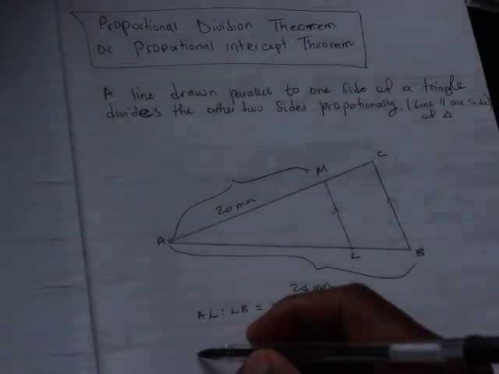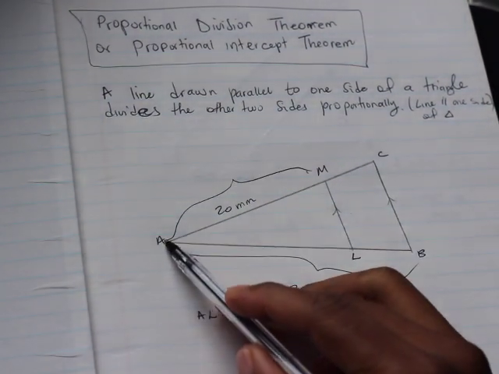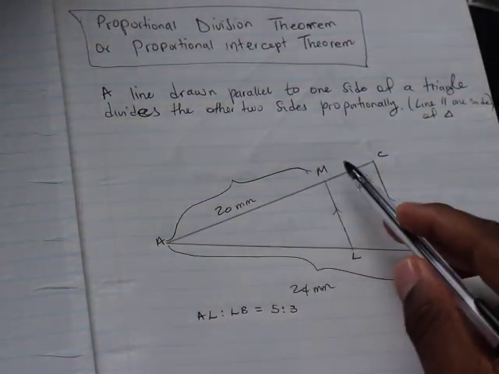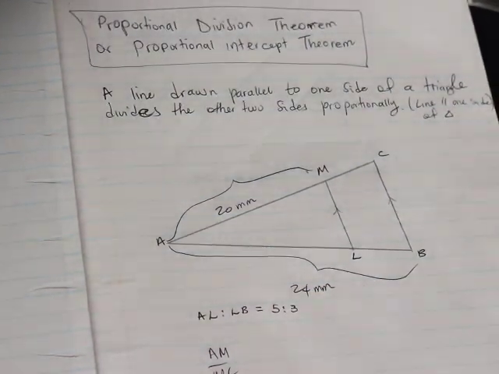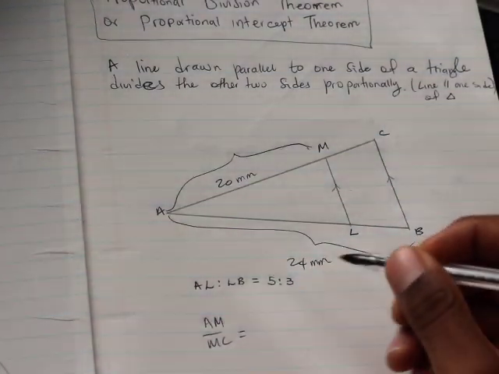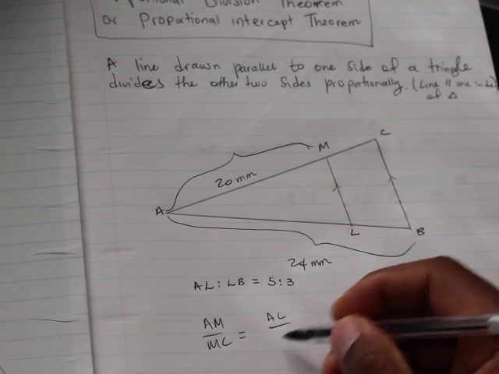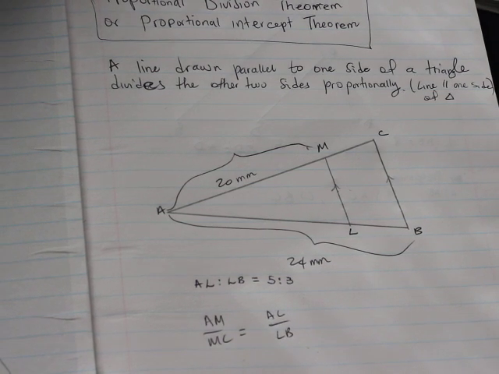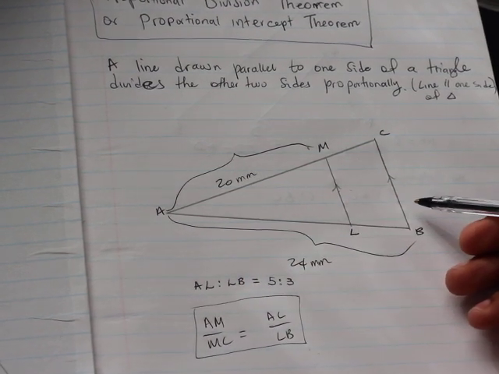We need to write down the ratio now. Because we can see that this line is parallel to that one, we know that it divides the two sides proportionally. AM over MC must be equal to AL over LB. Okay, so those are the ratios that we have. This should be true as long as we've got these two lines being parallel to each other within that triangle.